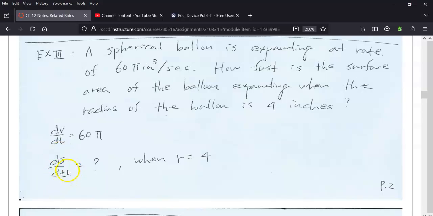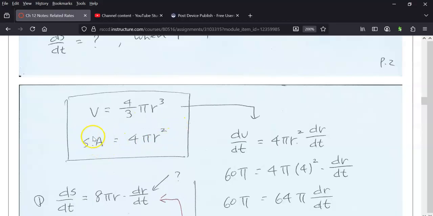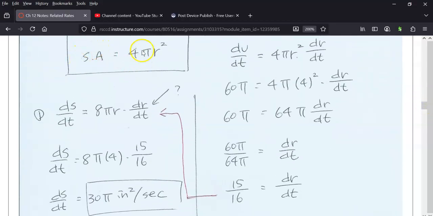So that's dS dt, the question mark. And when r equals 4, we've got everything we need. Now we just need an equation with surface area in it, not the volume, because remember, we want to find dS dt. So we know that surface area is 4 pi r squared. Okay, so now ignore the volume for a minute. This is what you should be focusing on right here, surface area.